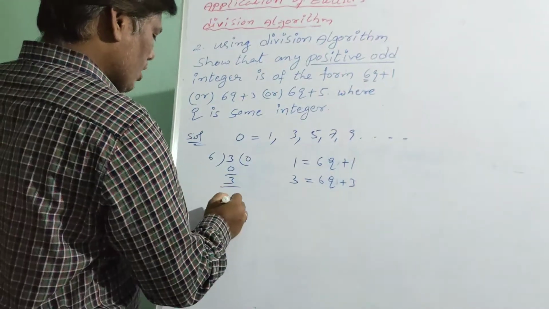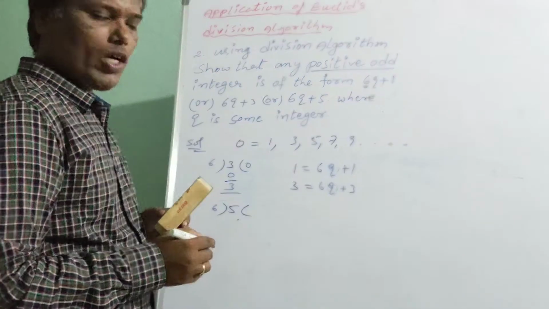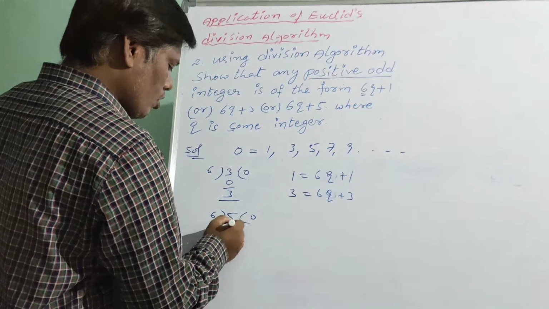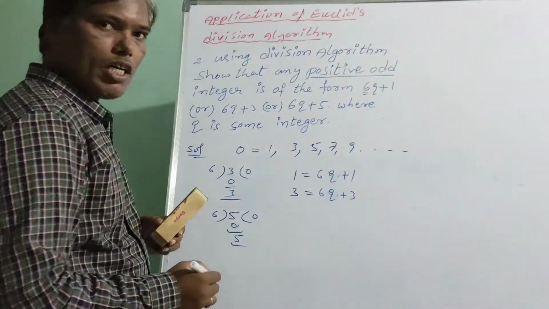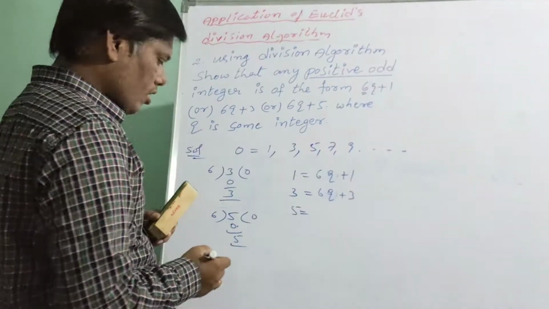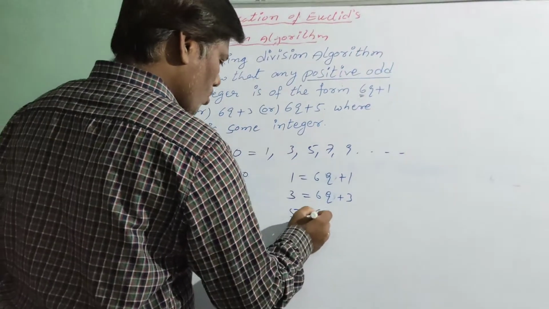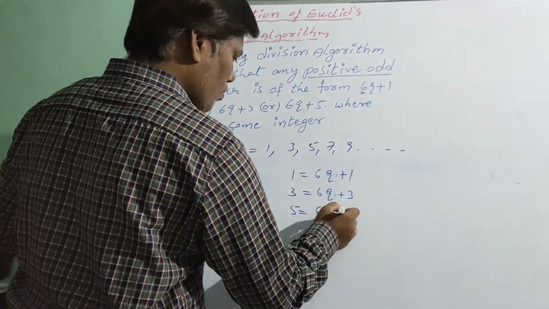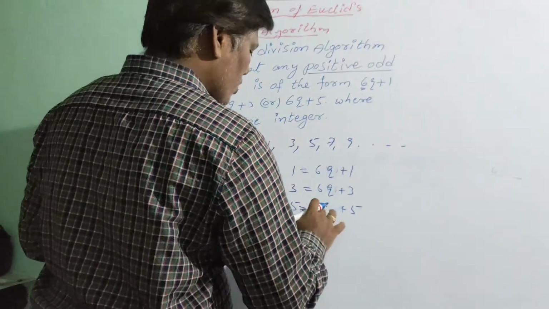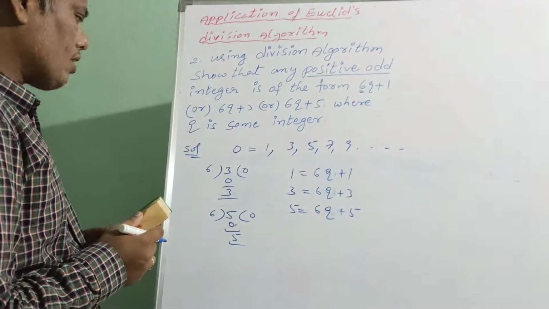Let us take another positive integer 5 and divide it by 6. What will we get? 6 into 1, 6 won't go. Then 6 into 0 is 0. 5 is the remainder. If you express this in the form of an equation, then dividend is equal to divisor 6 into quotient 0 plus remainder 5. So here it is in the form of 6q plus 5.